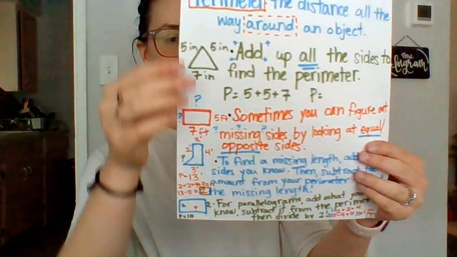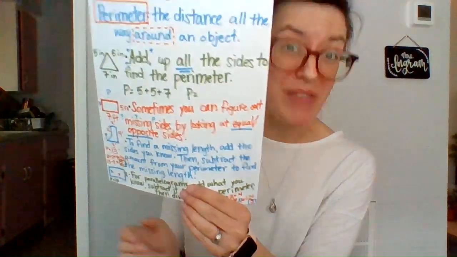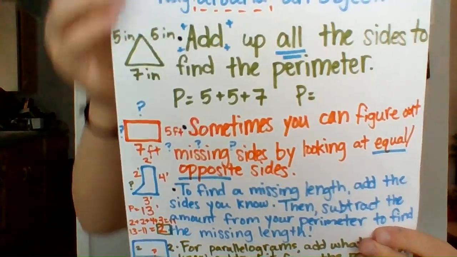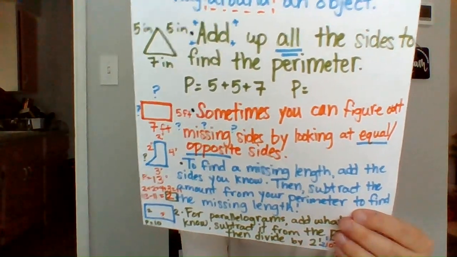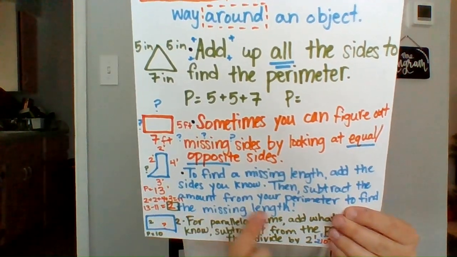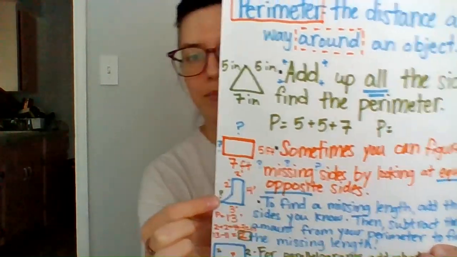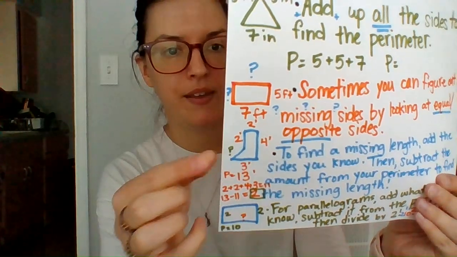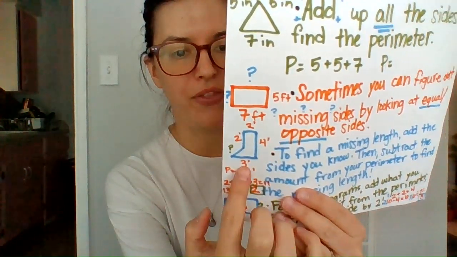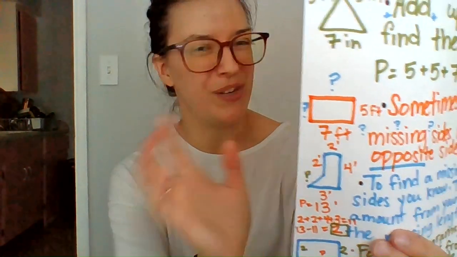So if this side is 5, that means that side is 5 as well. Now, that's pretty simple, but they're not always going to be parallelograms where we can look at equal opposite sides. So to find other missing lengths, you can add up the sides you know, and then subtract that amount from the perimeter to find that missing length. So looking at this blue polygon over here, we know most of our sides. We see 2 feet, 2 feet, 4 feet, and 3 feet, but we don't know this ugly green question mark side. We don't know how long that is yet.